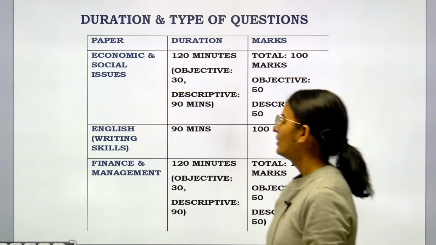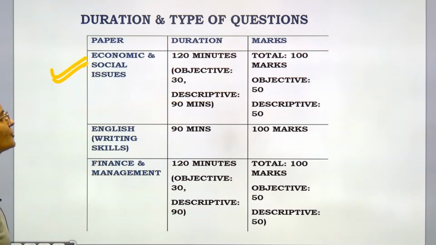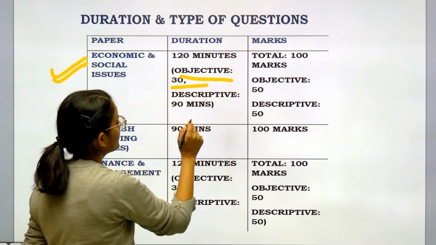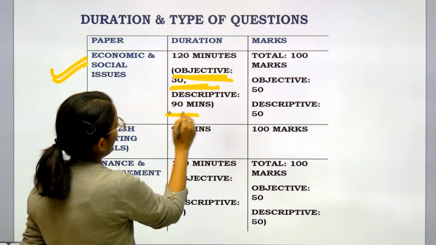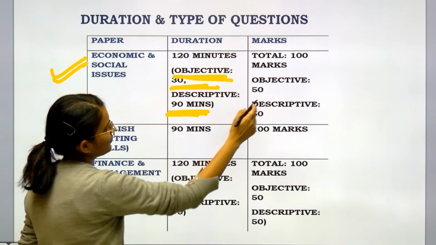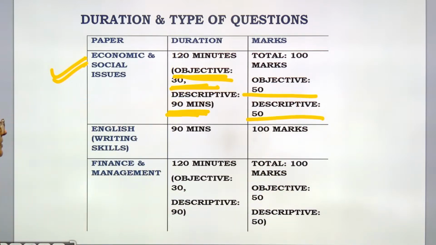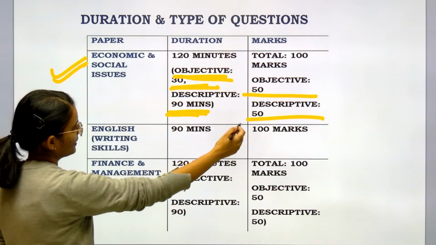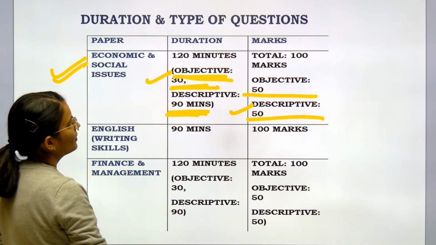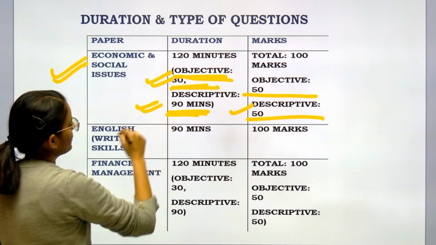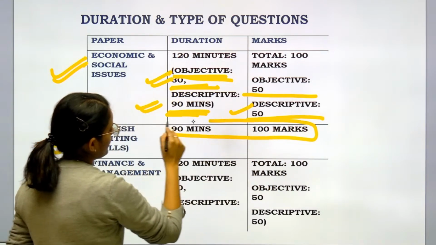Now, let's break the subjects down a little more. Economic and social issues: 50 marks will be objective and 50 will be descriptive. Time allotted is 30 minutes for objective and 90 minutes for descriptive. Writing skills for English, 90 minutes for 100 marks.